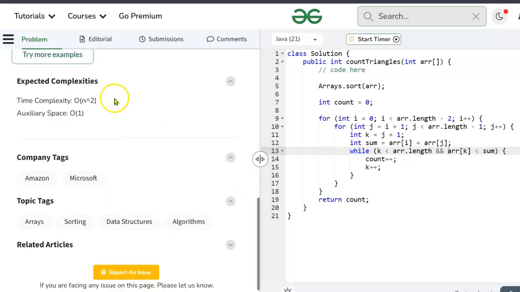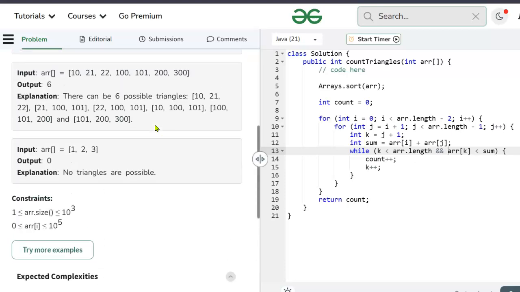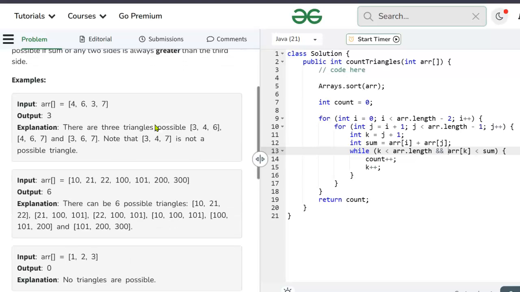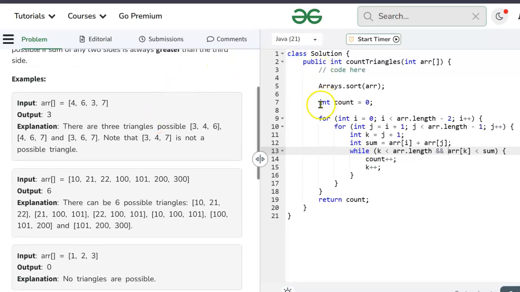Time complexity, n squared. That's good. Company tags, Amazon and Microsoft. Sorting, right? That's good to know also, because it would be helpful to sort these. All right, here's what we can do. We've got n squared to work with, so really we can do virtually a brute force algorithm on this, and that is sort the array, and then like this.